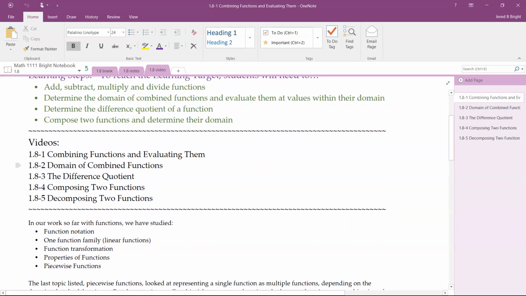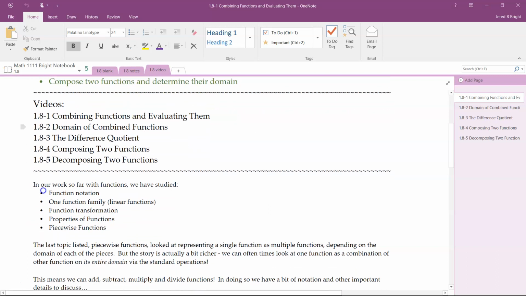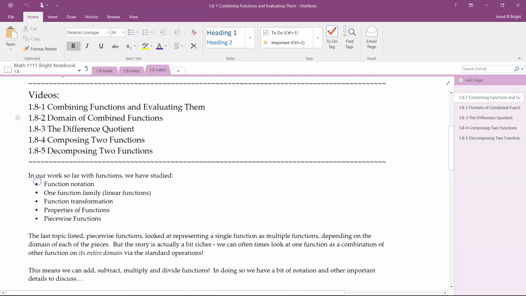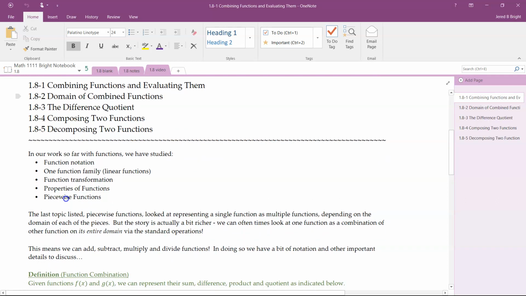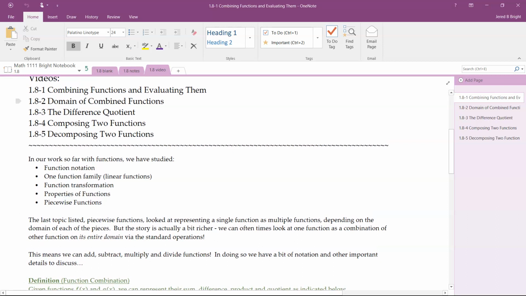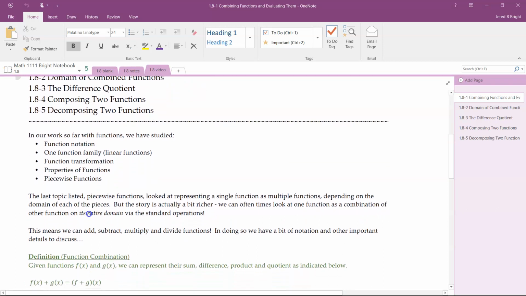So far we've talked about function notation, so we're just going to use it in a little bit of a different way. We've looked at one function family, linear functions, function transformation, properties of functions, piecewise functions, right? We've done a lot of this. And so now we want to say, okay, what else can we do with functions? We have a single function, but we can actually think of there being multiple functions within it. Then we just have to think a little bit carefully through the domain, which is in the next video. But we can add, subtract, multiply, divide functions just as we can with numbers. It just looks a little different.